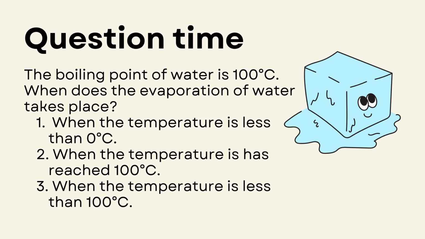There's a question for you now. The boiling point of water is 100 degrees Celsius. When does the evaporation of water take place? When the temperature is less than 0 degrees Celsius? When the temperature has reached 100 degrees Celsius? When the temperature is less than 100 degrees Celsius? Pause the video, think, and then check your answer.